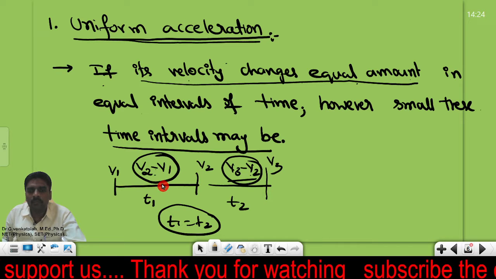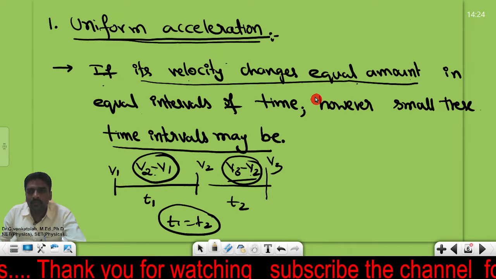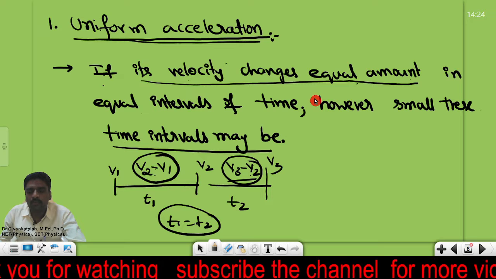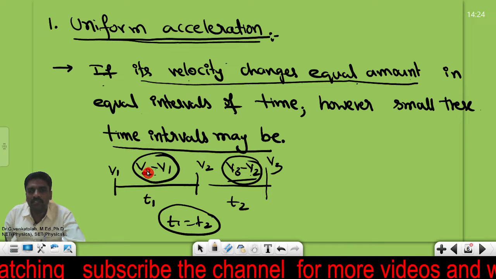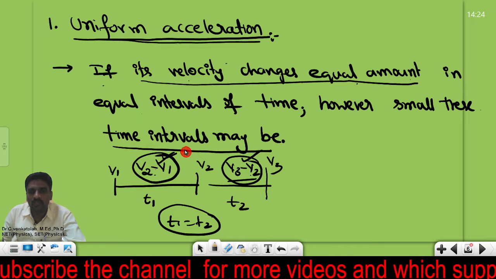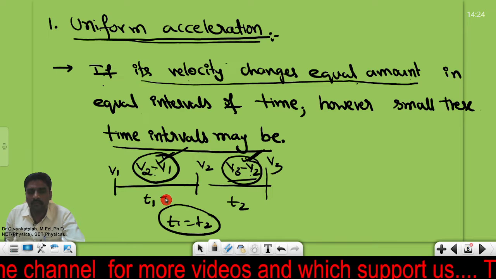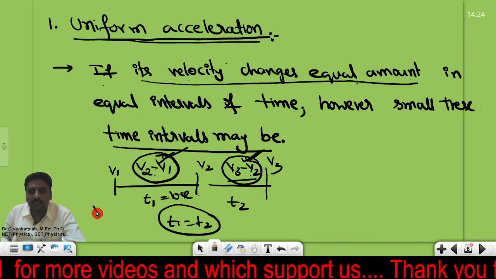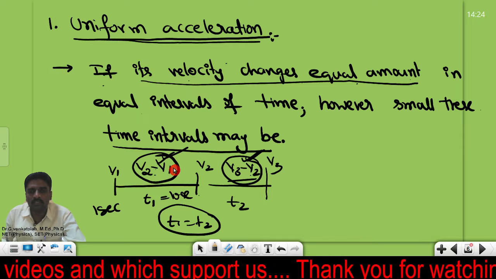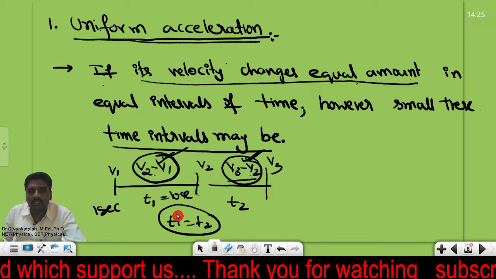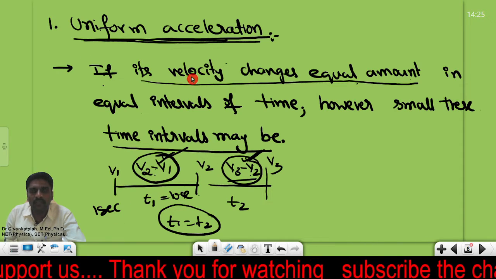But one thing you need to point out here, even though the time interval approaches a small value, these two values must be equal. Here I am taking 10 seconds, even if I take 1 second also, these values must be equal. That is the definition of the uniform acceleration.